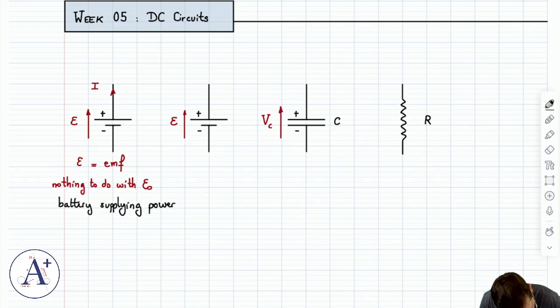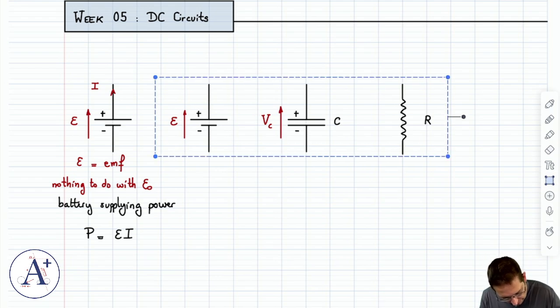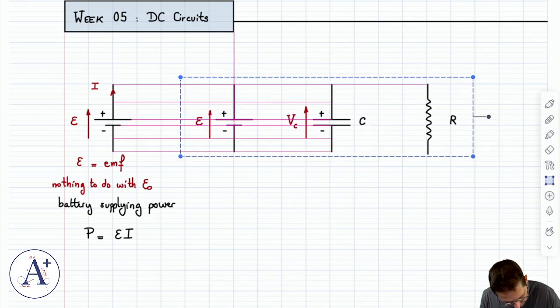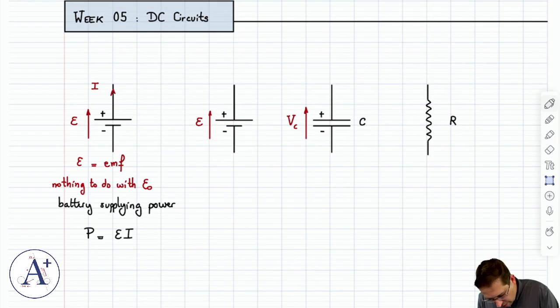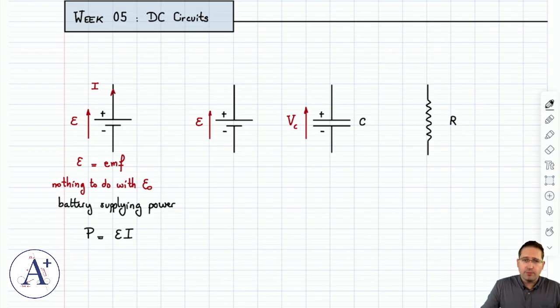And in fact, the amount of power that it will supply is going to be epsilon times I, the voltage across the battery times the current coming out of it. All right. Let me just move this over a little bit. There we go. And so that's 95% of the time what a battery is doing in a circuit. Most of the time it's there to supply power to the circuit. That's how the circuit is being powered.